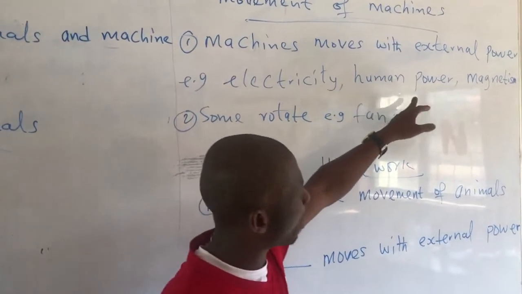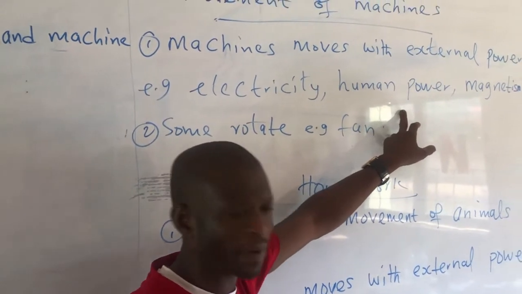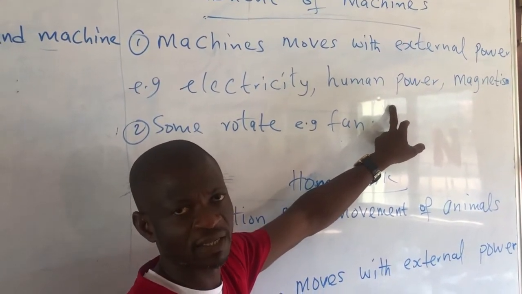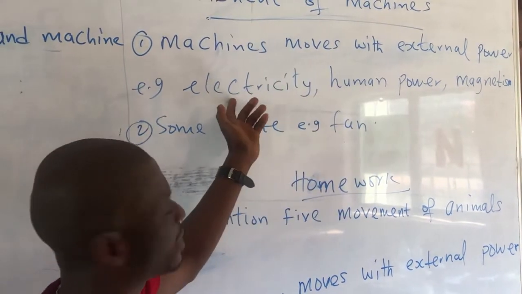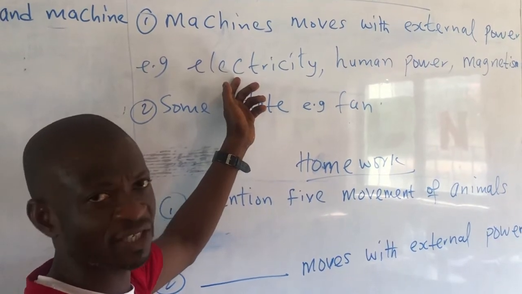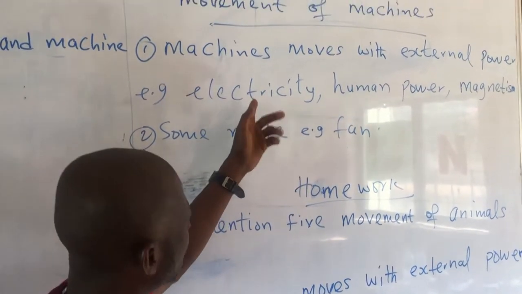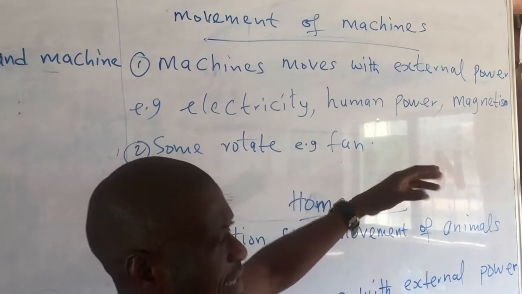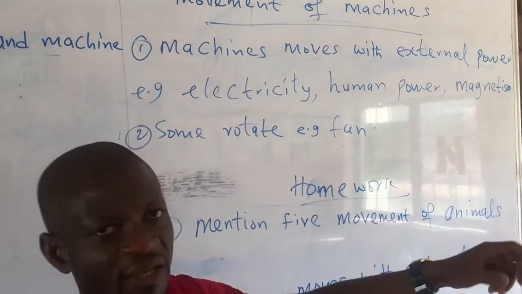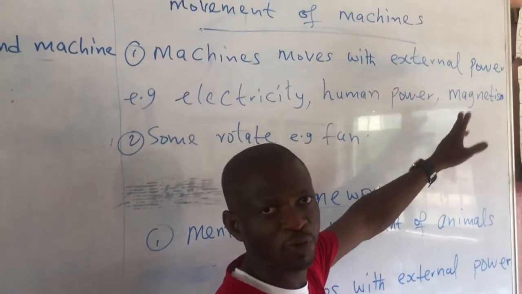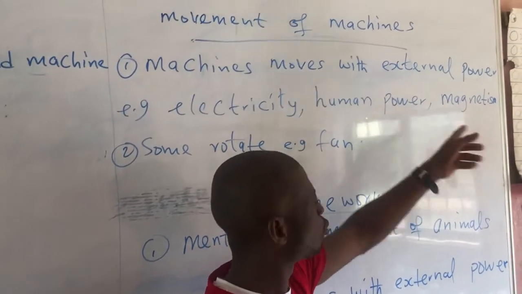2, human power. Human beings also help machines to move, like a bicycle. Like all these grinding machines, grinding engines, they use what we call electricity before they grind your items. Magnetism. This magnet that I said attracts another metal, is a form of external power which helps machines to move.